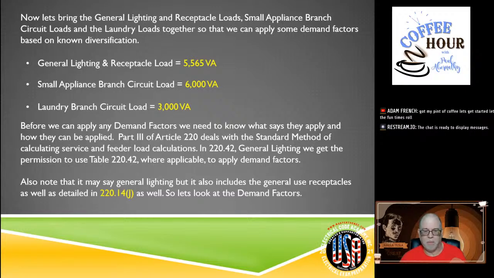All right. Now, let's keep on getting it. Oh, also note that it may say general lighting, but it also includes the general use receptacles as detailed in 220.14J as well. So before we even go and start doing the calculation, let's give you another quick look at 220.14J real quick. If you look at here, I want you to see what it says. Now, what we did was the 3 VA per square foot. That's what we got from it.